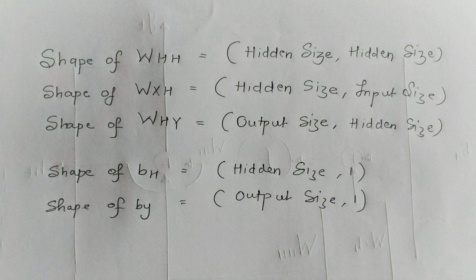Last but not the least, I'll cover the shapes of my biases, that is BH and BY. The corresponding shapes for BH and BY would be hidden size comma 1 and output size comma 1 respectively. Hopefully, if the matrix dimension idea is clear, let's proceed forward.